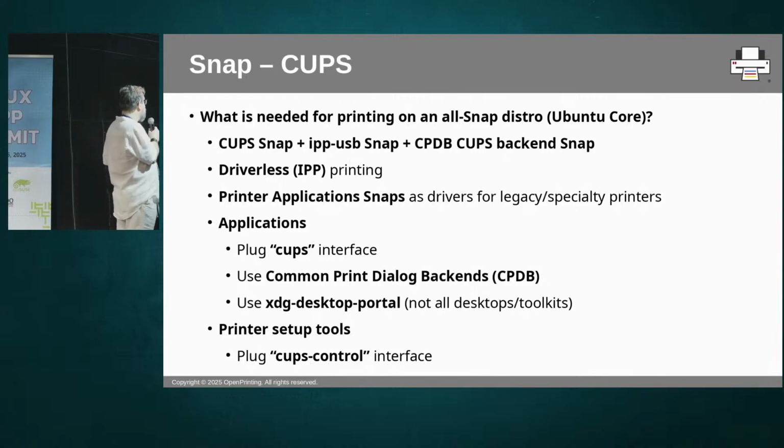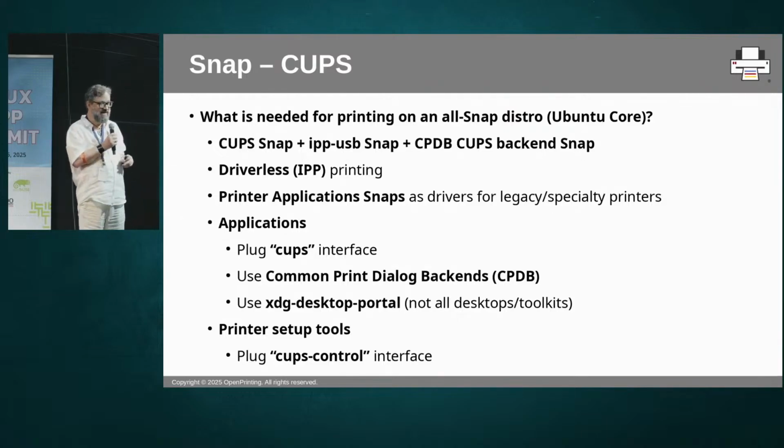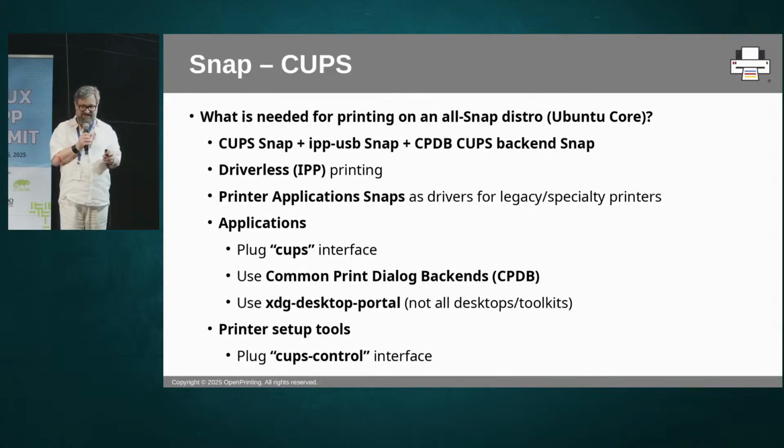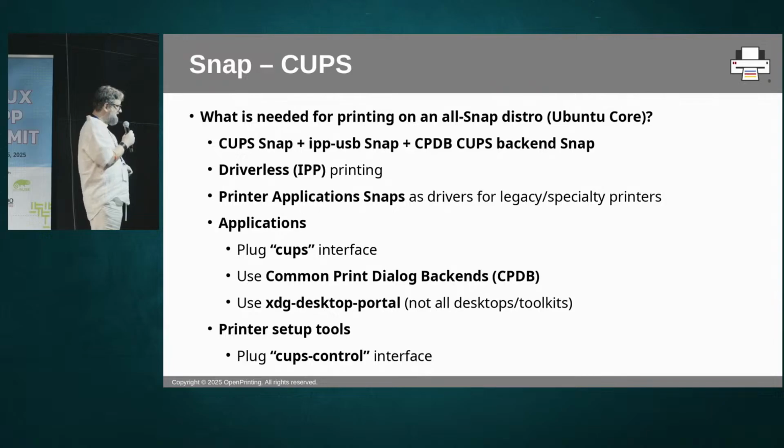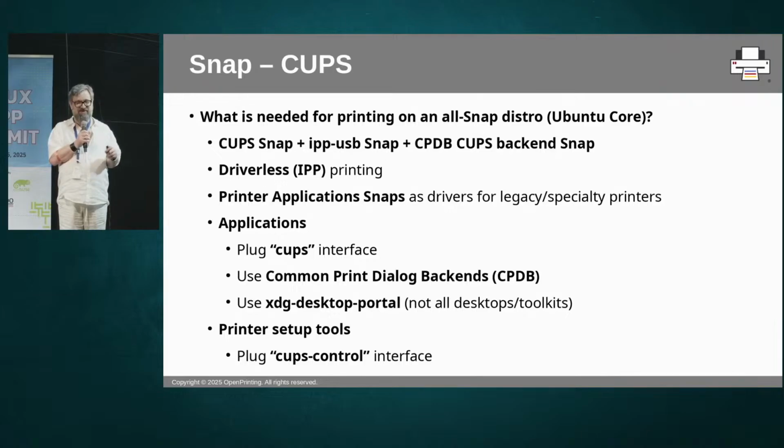And to do this, first, for having the complete printing stack, we need the cups snap. We need the IPP USB snap. This is to support IPP over USB. If you have a modern driverless printer and connect it by USB, it is not only driverless on the network, but also driverless on USB. When it connects via the IPP USB daemon, the printer appears as a network printer on localhost port 60000.